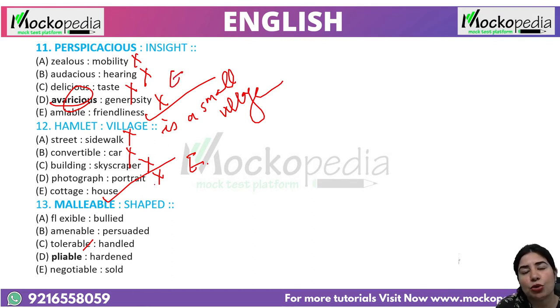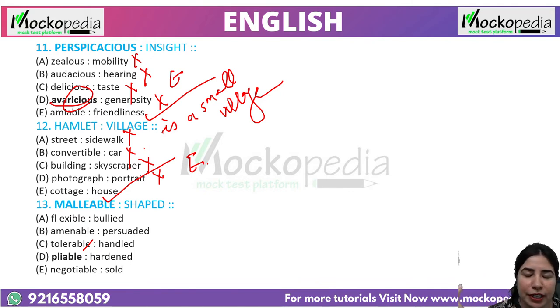Malleable wo hai jo usko aap aasani se shape kar sakte ho. Jo apne metals ki properties padhi hongi, to malleable hai, thin sheets mein convert kar sakte ho, ductile hai, wire mein convert kar sakte ho. Right, so malleable is something that can be shaped. Similarly, amenable wo hota hai jo aasani se jisko aap persuade kar sakte ho, jisko aap samjha sakte ho, jisko aap ek perspective de sakte ho.